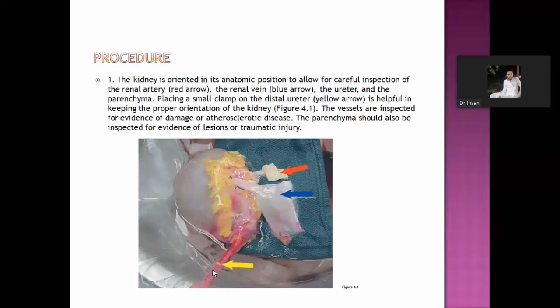Procedure. The first step of procedure is the kidney is oriented in the anatomical position to allow for careful inspection of the renal artery. You can see in the red arrow. Placing a small clamp on the distal ureter, as mentioned in yellow arrow, is helpful in keeping proper orientation of the kidney. The vessels are inspected for evidence of damage or atherosclerotic disease. The parenchyma should also be inspected for evidence of traumatic injury.